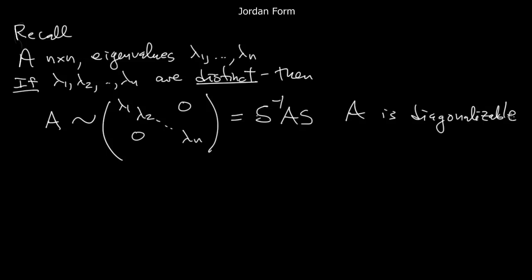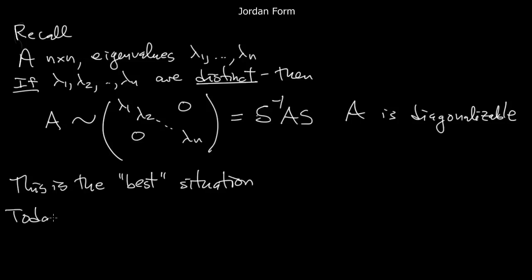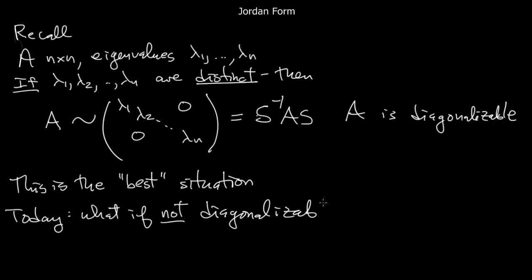Okay. Now, this is really sort of the nicest thing that can happen. This is the simplest and best situation when the matrix is diagonalizable. So today, what I'm going to talk about is what if that's not the case? How can this go wrong? And when it does go wrong, what's the best you can do? What can you replace this with? So let's start with the diagonalizable case.